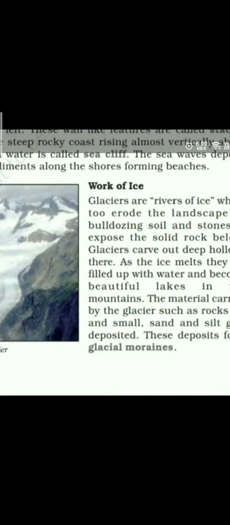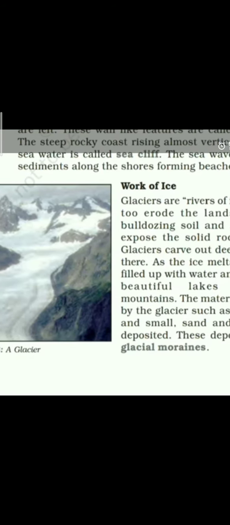Now they push and drop it somewhere else. The place where they deposit these eroded particles which they are carrying along is known as glacier moraines. Okay, so what are glacier moraines, kids? The material carried by the glacier, such as rocks, big and small, sand and silt, gets deposited. The place where it gets collected is known as glacier moraines. So this is what you need to know about the work of ice, or the work of glaciers.